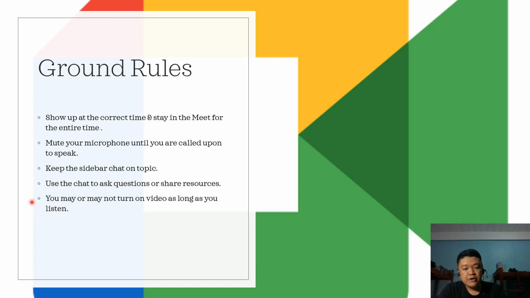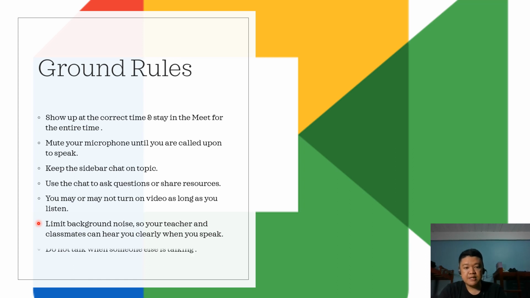You may or may not turn on the video as long as you listen to the lecture. You should also limit the background noise so your teacher and the classmates can hear you clearly when you speak. Do not talk when someone else is talking. So you just have to mute your microphone so as not to disturb your classmates. Those are just some of the ground rules that we are going to follow when we conduct our Google Meet. Again, Google Meet is a synchronous mode of learning.